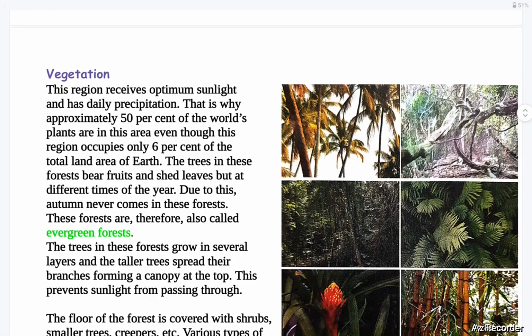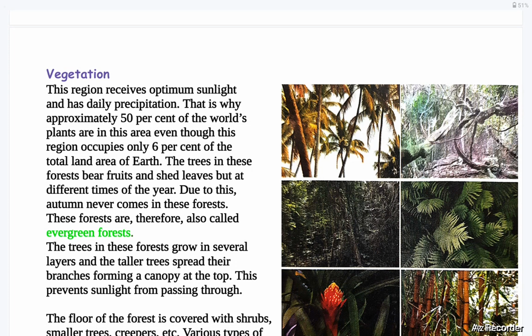Next is vegetation. This region receives optimum sunlight and has daily precipitation. That is why approximately 50% of the world's plants are in this area, even though this region occupies only 6% of the total land area of the earth.